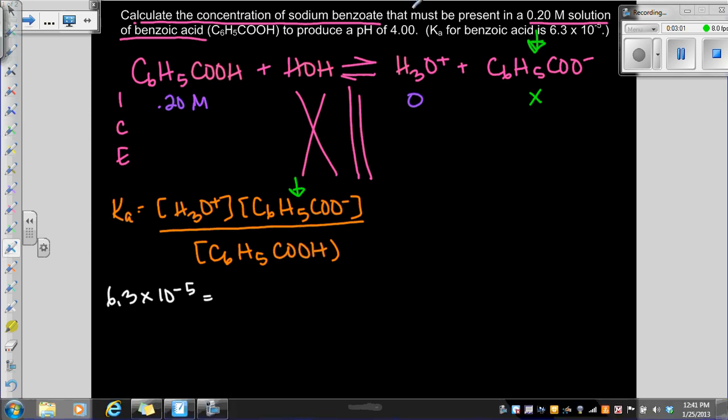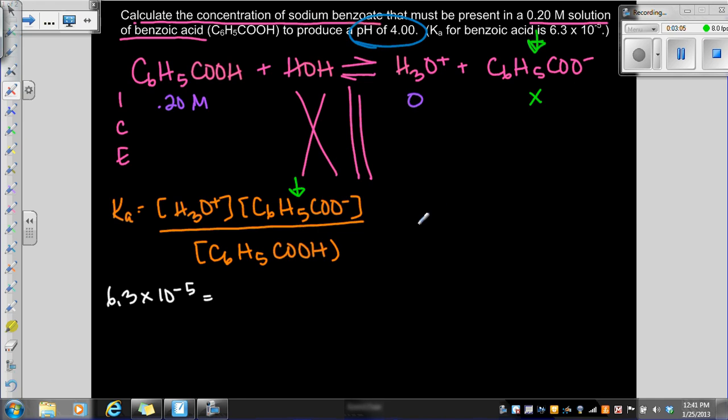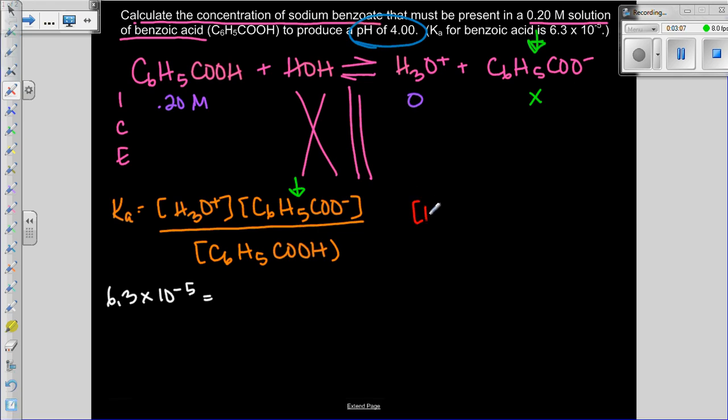The one other bit of information I'm given is a pH of 4. So from a pH of 4, I can get the hydronium or hydrogen ion concentration. If I do 10 to the negative pH, I will get 1 times 10 to the negative fourth. So that's going in on the equilibrium line. It's going right here for my hydronium ion concentration.